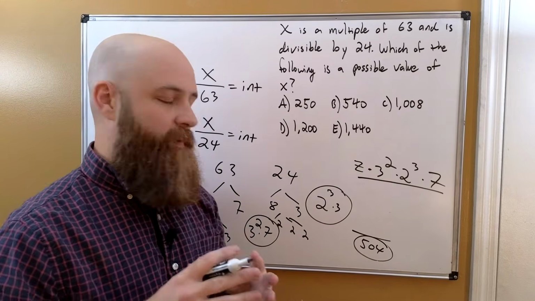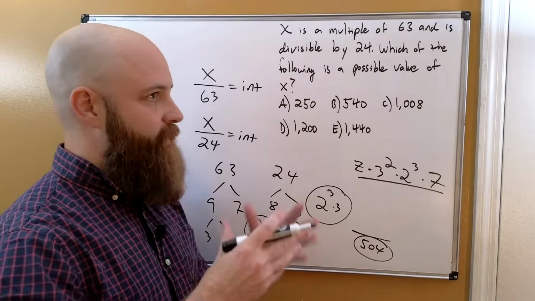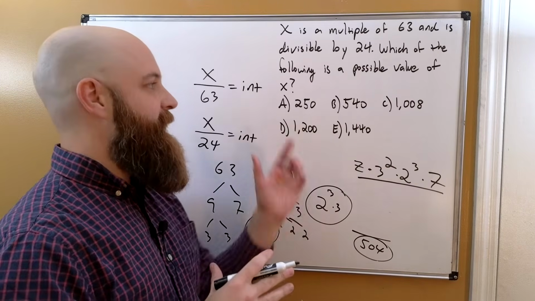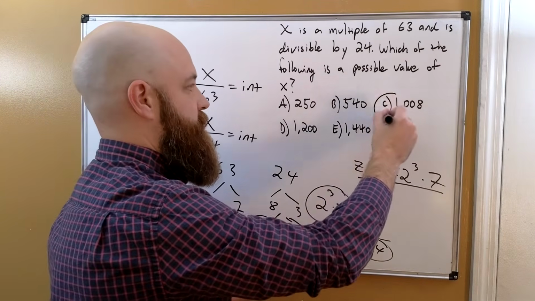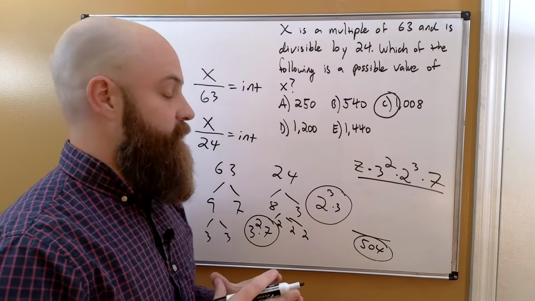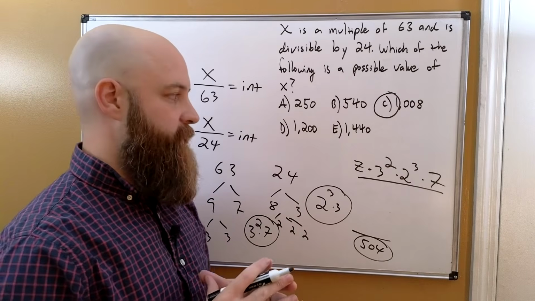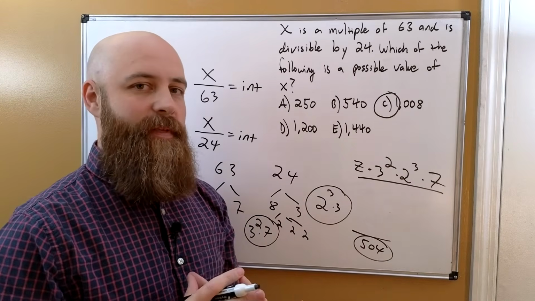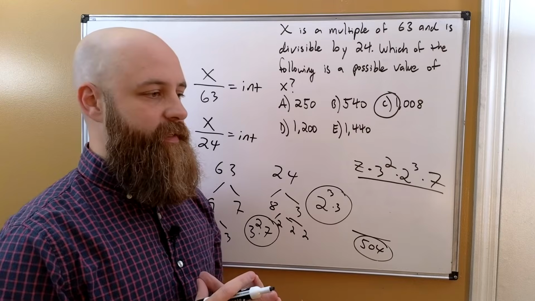Okay, so what are some multiples of 504? Well, the next one up is 1008, and I can't help but notice that's answer choice C. I can quickly notice none of these other answers are multiples of 504. That just confirms I was doing everything right. So, okay, we can be confident the correct answer on this one is C.